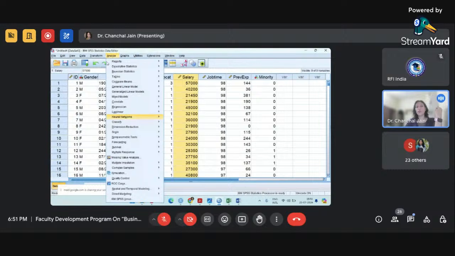If I talk about descriptive statistics, you can see there are various options available which you can perform on your data. Suppose I'm starting with the second option, that is Descriptives. This will give you all the techniques which I just told you: measures of central tendency, dispersion, and skewness, etc. So I'm clicking on this.